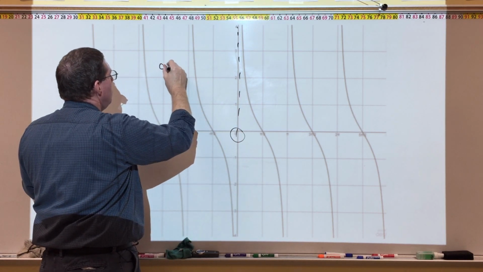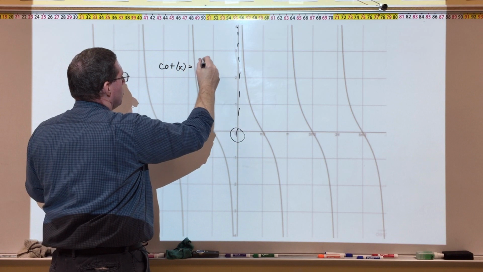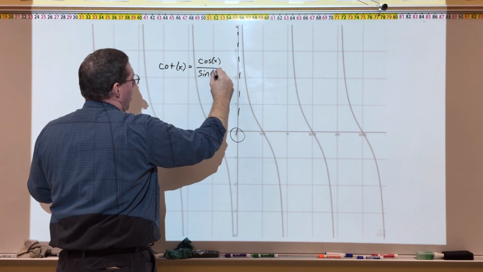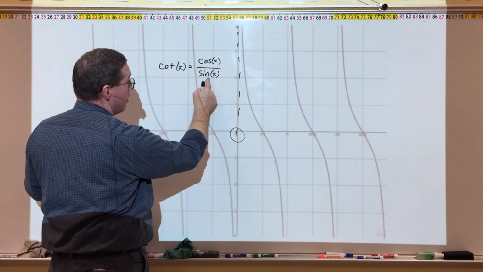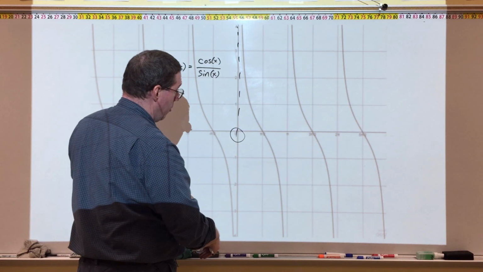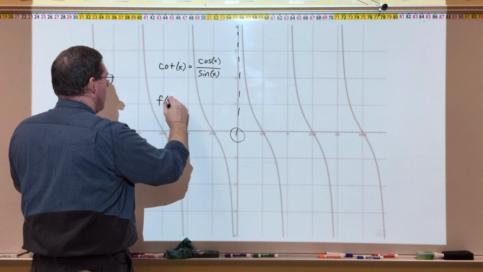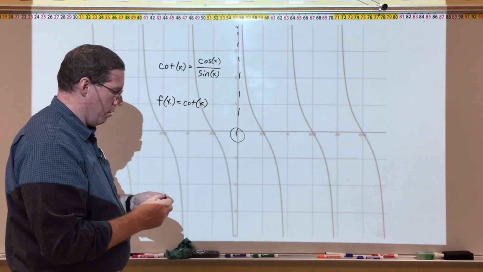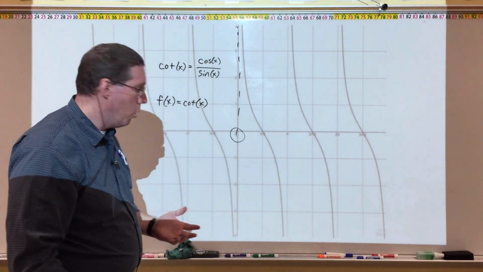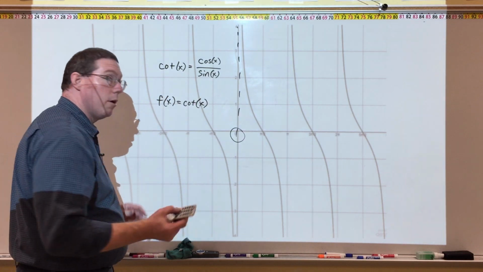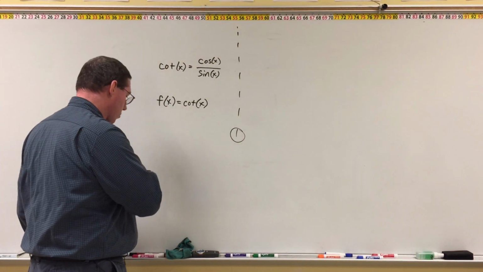And so cotangent of x is equal to cosine of x over sine of x. And sine of 0 is 0, and therefore this would be cosine over 0, which would be a vertical asymptote. So this must be f of x equals cotangent of x. And that is the graphs, questions 1 through 15. Okay? All right, so let's do this now. Let's now look at question number 16.